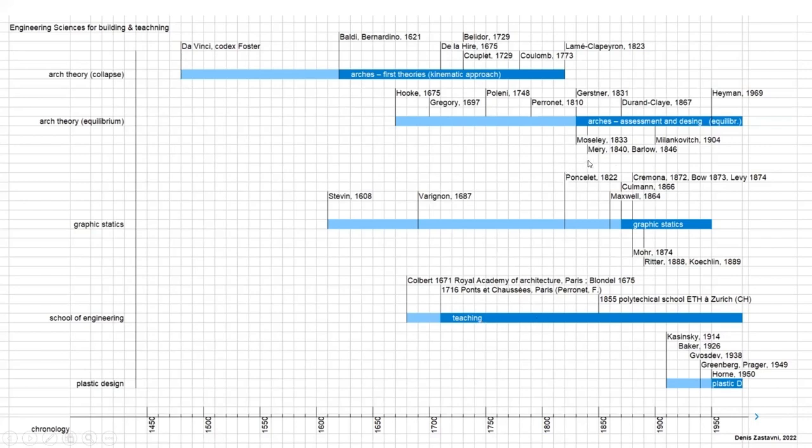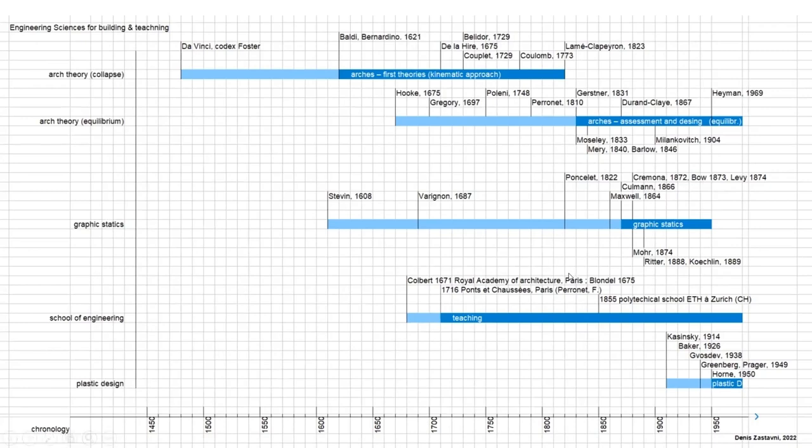And you see that Poncelet is taking part in this adventure, and he will have a pupil by the name of Culmann. Culmann will officially found graphic statics with his book of 1866. Of course, Maxwell will be there just before, investigating also 3D graphic statics as early as 1864. From then, you will have classical contributions from Cremona, Bow-Lévy, and so on that we will introduce later.